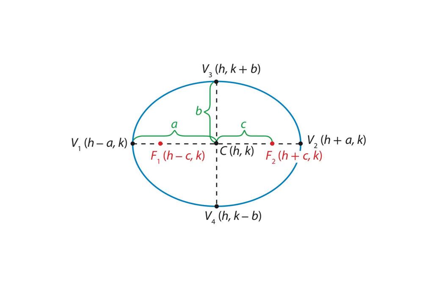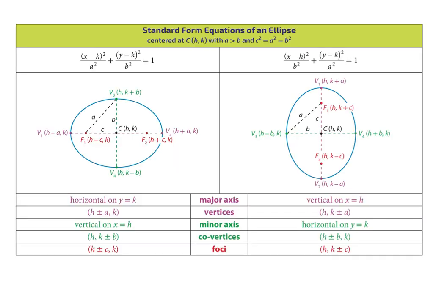So you've got to think about it this way. I will say A is always your longer length. So you don't always have the B going with the Y. You don't always have the A going with the X. It depends on which way the ellipse is lying on the coordinate plane. All right, so A always follows the longer side, the longer axis. It always goes with the longer one. All right, let's look at this.